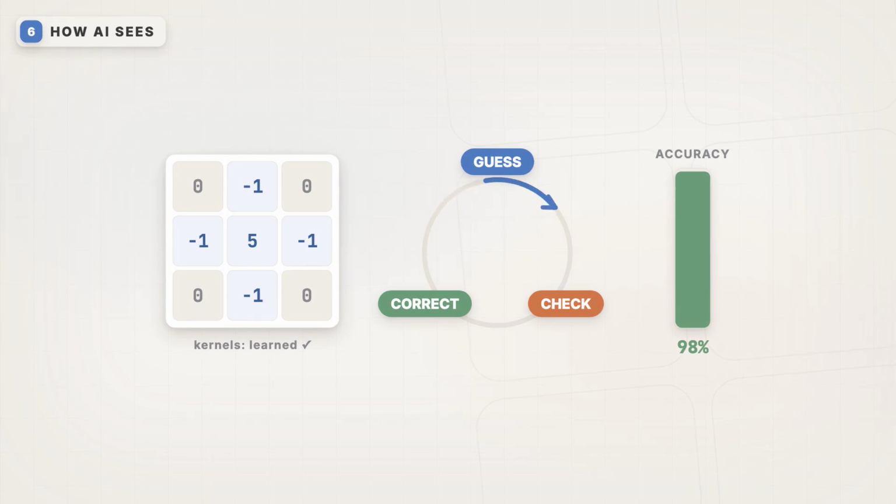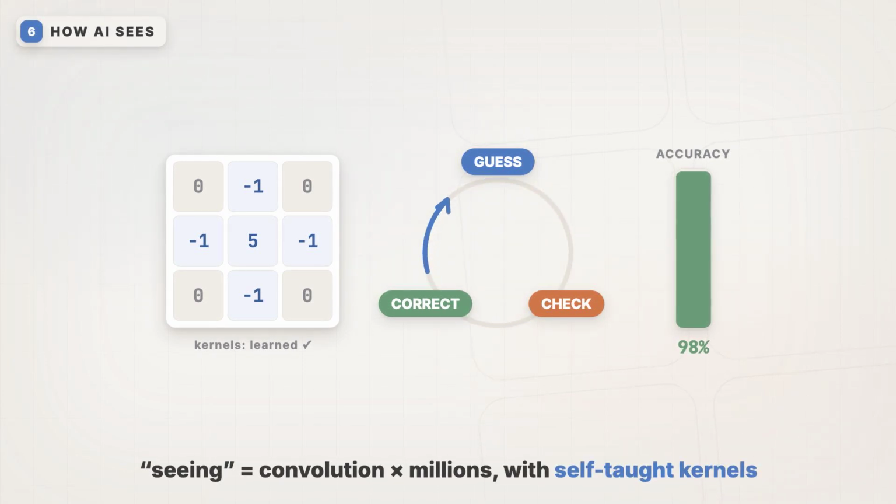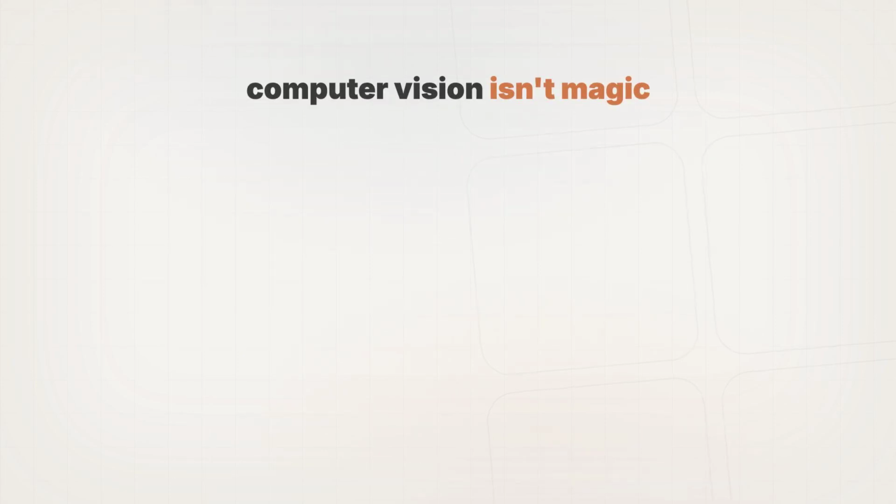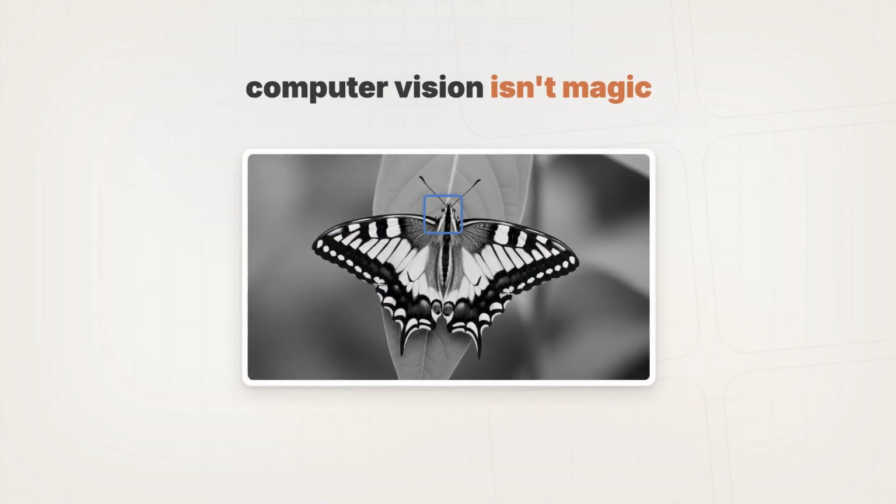So next time when people say that a computer sees an image, you now know that it's really just convolution run millions and millions of times on the image with kernels that the computer taught itself. Computer vision isn't magic. It's just a filter sliding over an image.